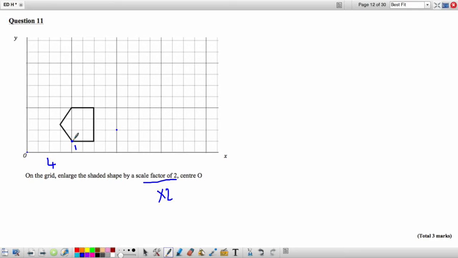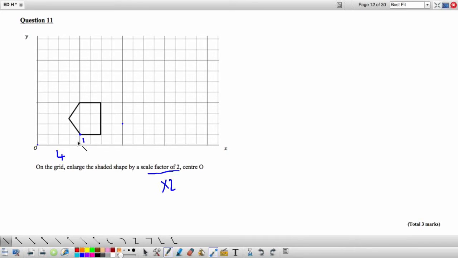So our new point here is just here on the grid. Taking your ruler now, we can multiply each of these lengths by 2. So first we go across 4. This is 3, so we go 6.